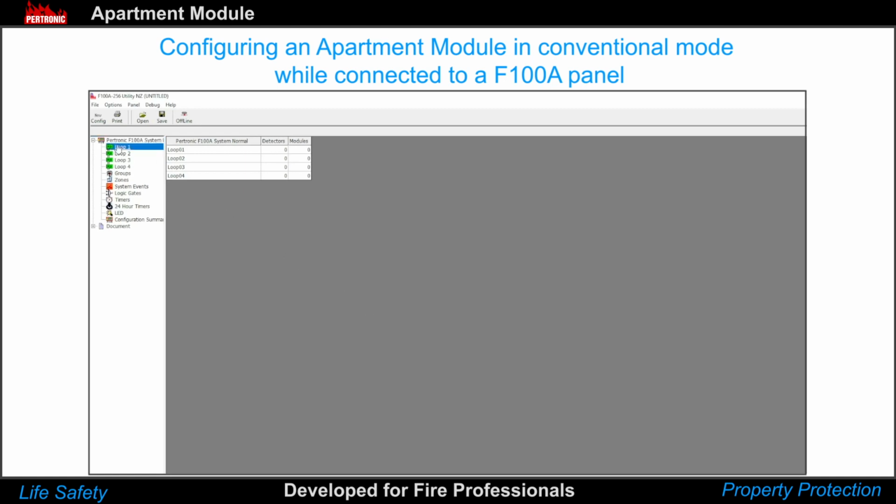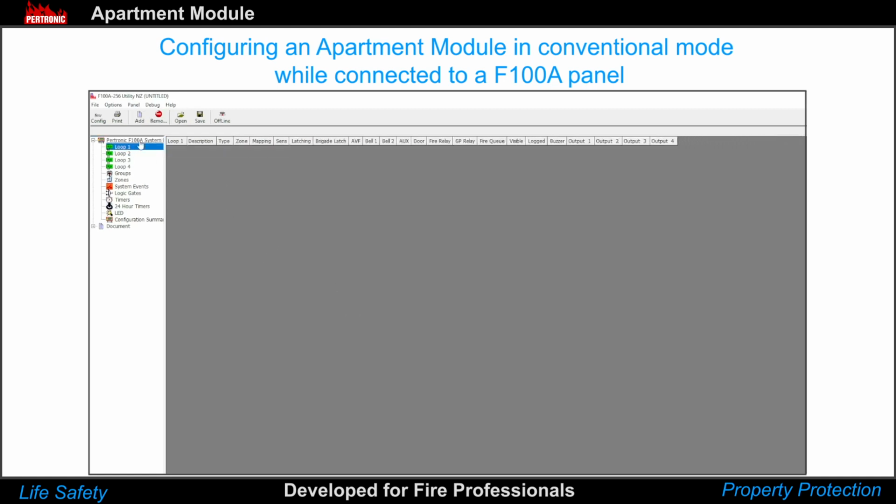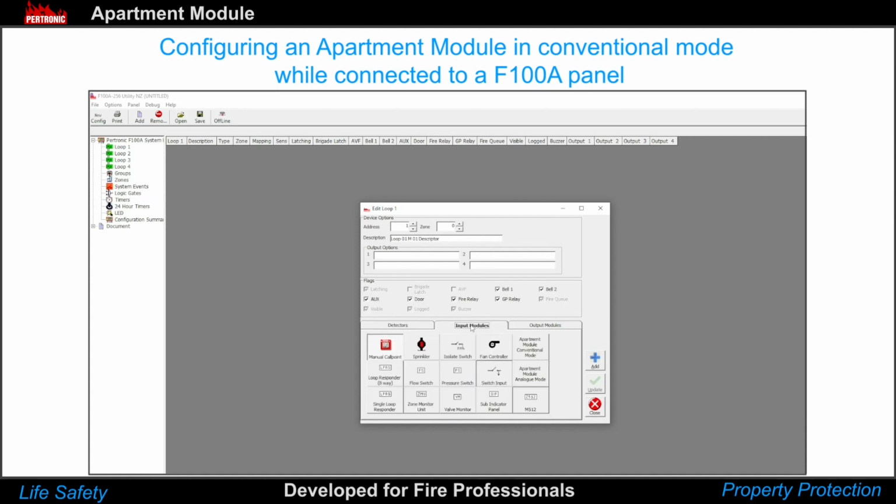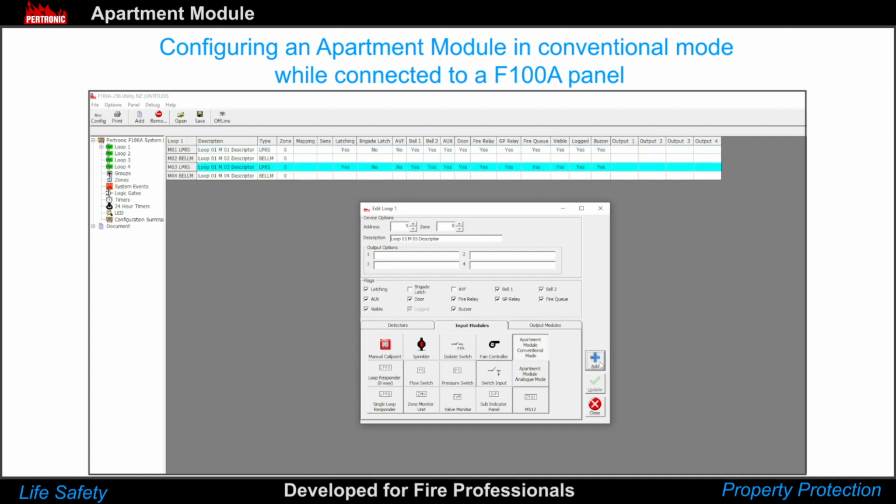Click on loop 1 and then click the add button. Under the Input Modules tab, click the Apartment Module Conventional Mode button. Set the address to match apartment modules. For our example, we will leave this as 1. Click Add twice to add 2 apartment modules, and then click Close to close the window.